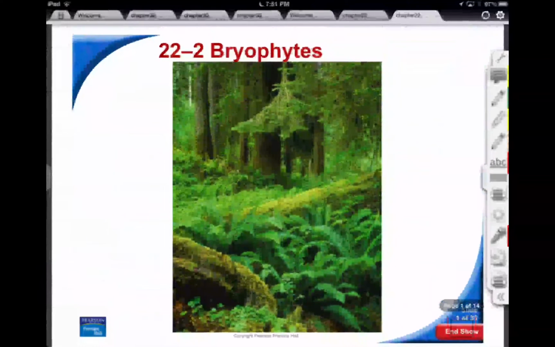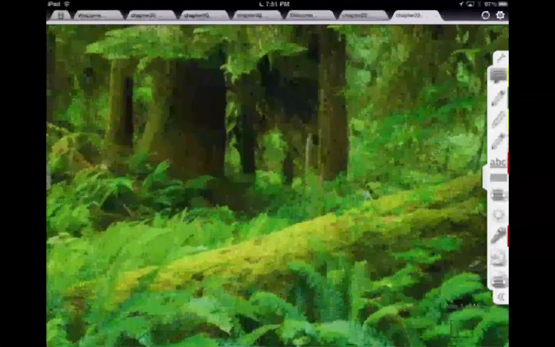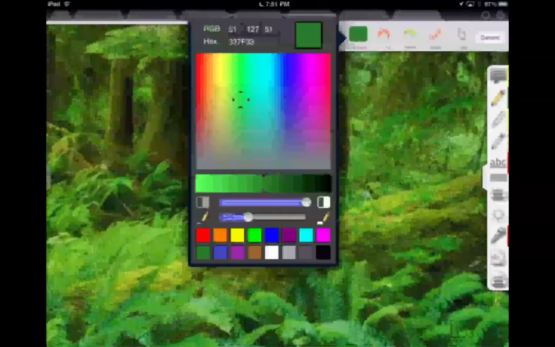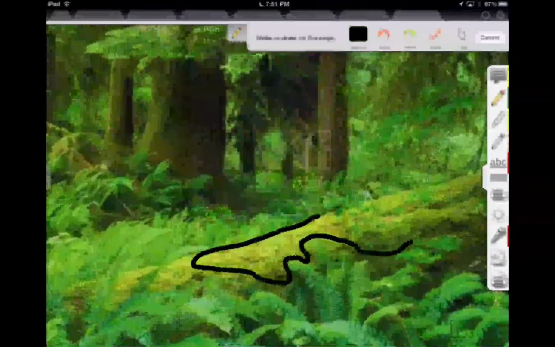So when we look at the Bryophytes, and we saw a little bit of this in the previous lecture, they're using the same introductory image here. When I think of the Bryophytes, I think of the moss that we're seeing. Ooh, I better not choose green, hey? I think of the mosses that we're looking at here. And mosses in nature have a very important role. In fact, they produce a lot of soil.